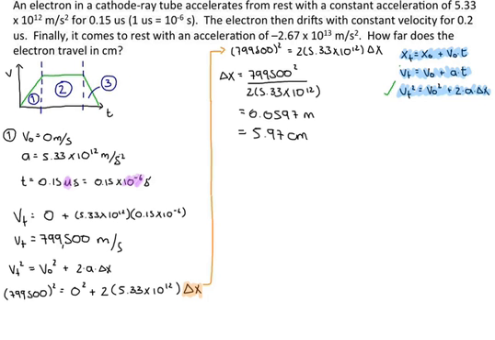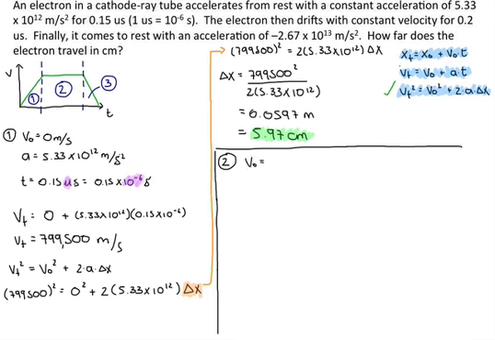let me use a color here. This is our first result, the displacement for the first part of the journey. Now, we're gonna use this data that we just got for the second part of the journey, right? So in the second part of the journey, we have an electron, which is traveling at constant speed, because it says it is drifting with a constant velocity, meaning that we know the initial velocity for this part of the journey.